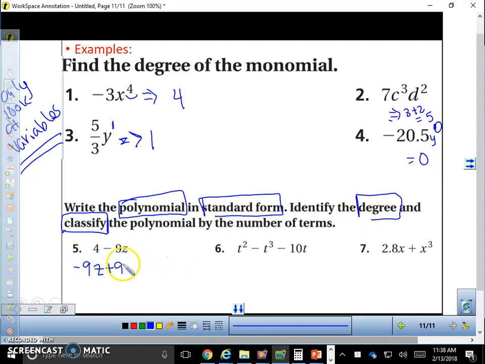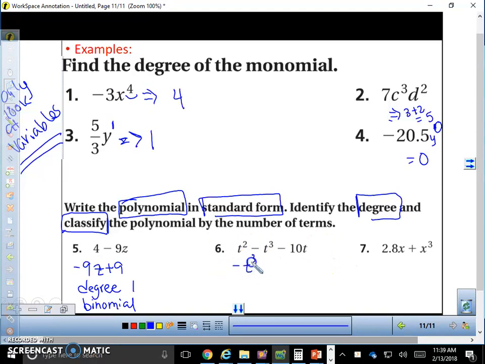Identify the degree. This is a polynomial, so we take the highest variable degree. Degree 1. Highest variable degree. And classify it. There's one monomial, 2 monomials. This is a binomial. Okay, binomial.